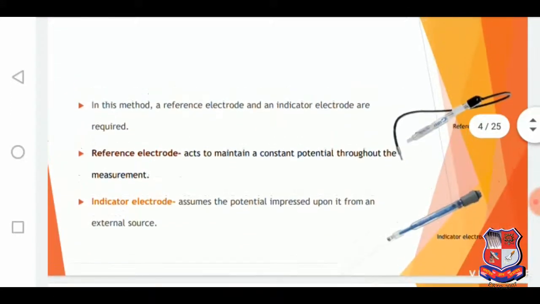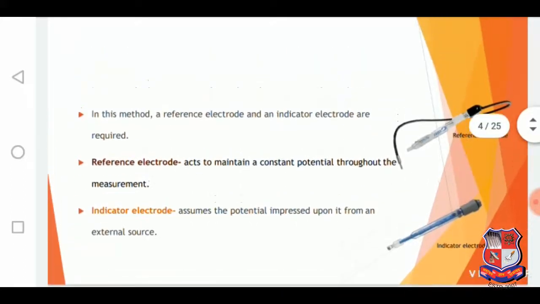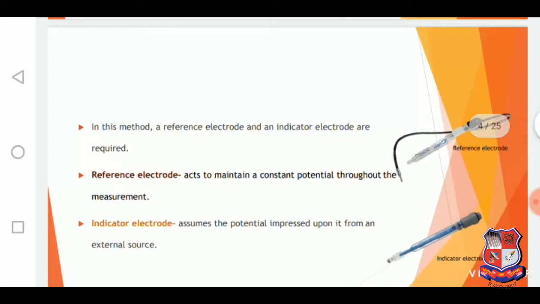So in this method, a reference electrode and an indicator electrode are required, same as in potentiometric titration. A reference electrode acts to maintain a constant potential throughout the measurement, and the indicator electrode assumes the potential impressed upon it from an external source. So here one reference electrode is illustrated, and the indicator electrode.